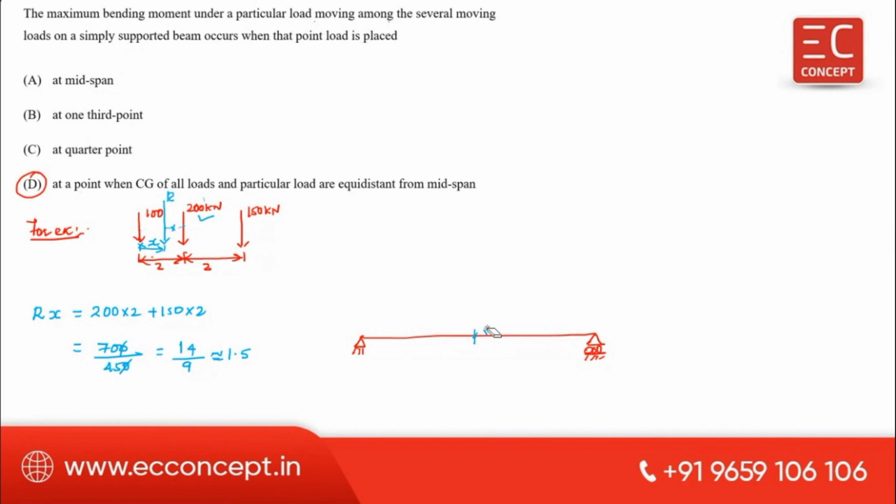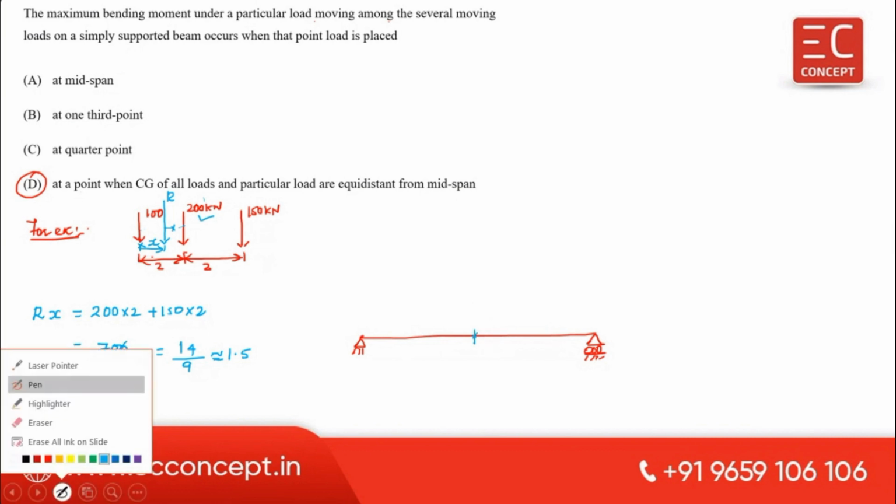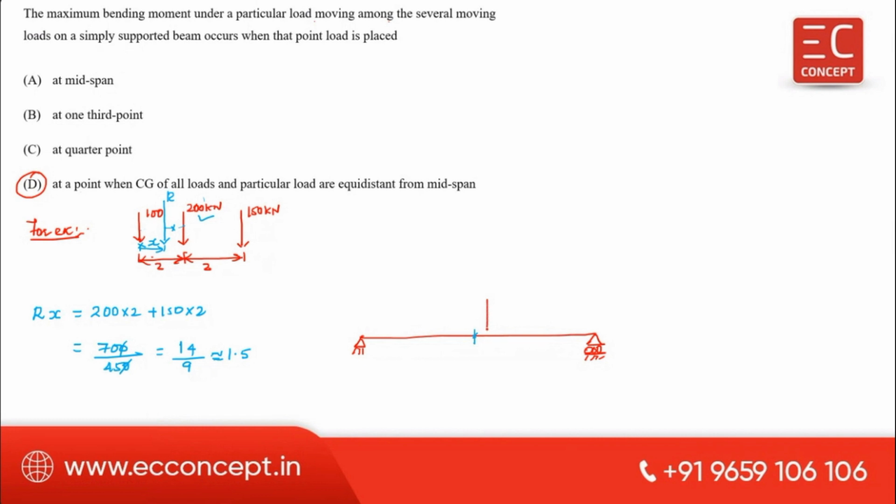So therefore, somewhere here is the 200 load. This is 150. Somewhere here is 100. And your resultant force is this one. The distance between these two is 0.5, and the distance between these two is, we know, 0.25. And this also 0.25. Understood? Now read the statement.